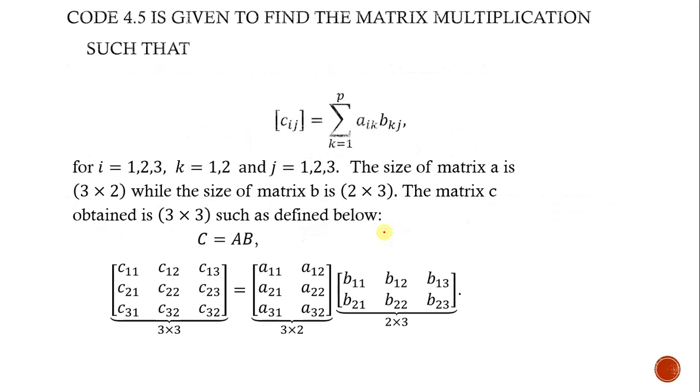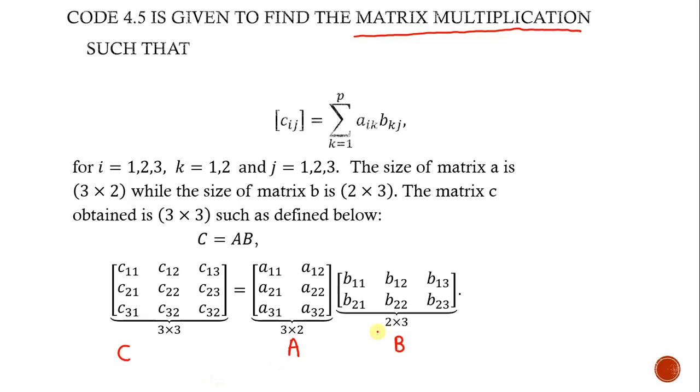Now let's look at matrix multiplication, and how to write C++ code for matrix multiplication. So you have these matrices A, B, and C. This is my matrix A, which is a 3 by 2 matrix, and matrix B, a 2 by 3 matrix. And then you have matrix C, which is 3 by 3.